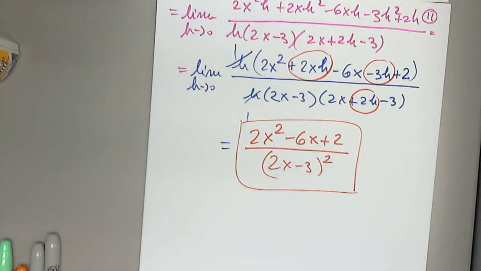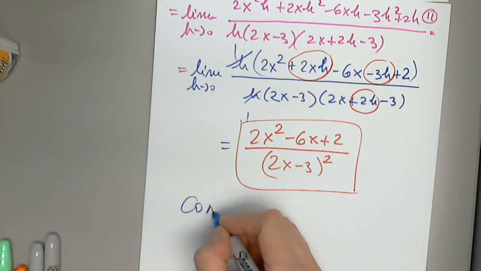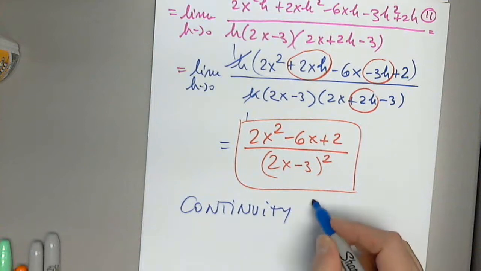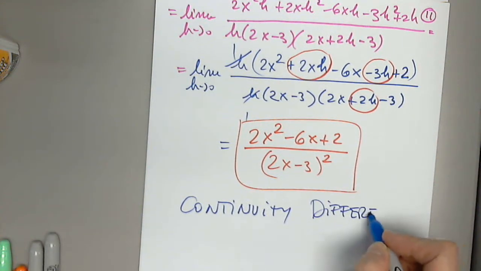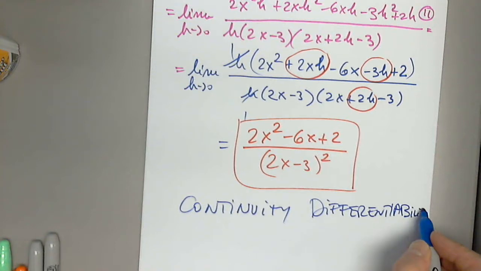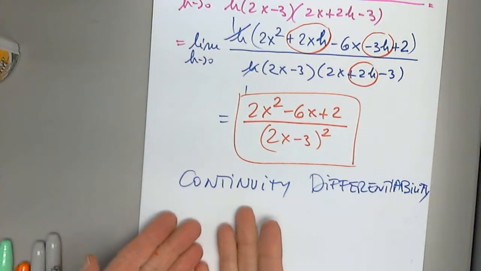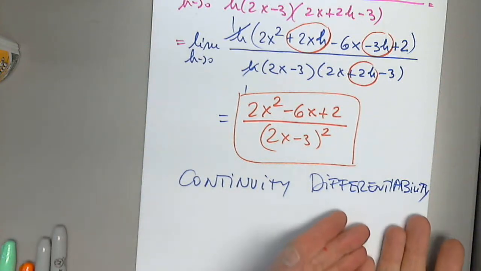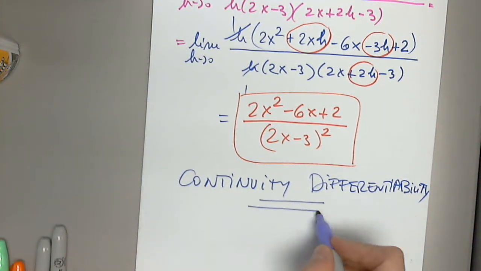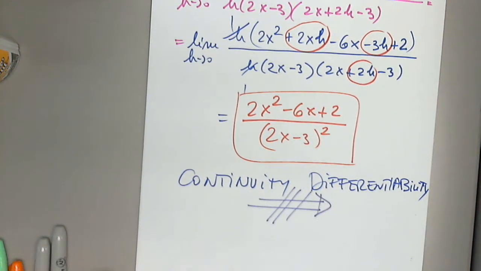Here's a question for you. Continuity, differentiability. What is the relationship between the two? Does continuity automatically imply differentiability? Does differentiability automatically imply continuity? We've seen functions that are continuous, but they're not differentiable. So this implication is false.